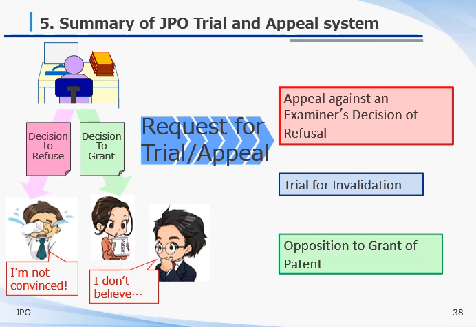In the following section, major trial and appeal systems were explained, such as an appeal against an examiner's decision of refusal, a trial for invalidation and opposition to grant of patent. Difference between a trial for invalidation and opposition to grant of patent was also introduced. I hope this video will help you further understand the JPO's trial and appeal systems.